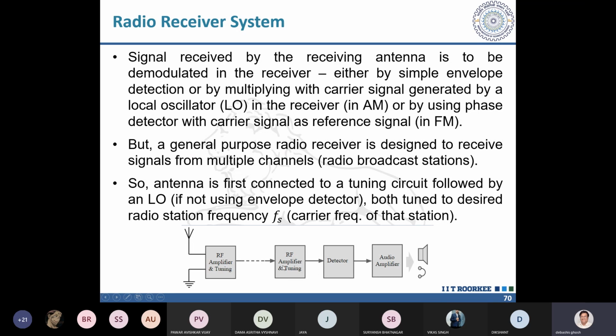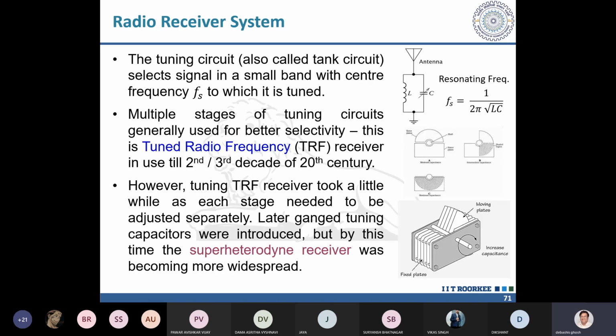So I have to spend a long time doing the tuning in multiple stages, and that will take some time. That means it was not very good, because manually you are doing this tuning for every stage separately. That was not good. So to take care of that, something like this, it is called a gang capacitor.